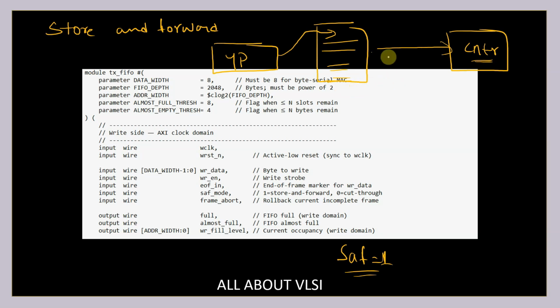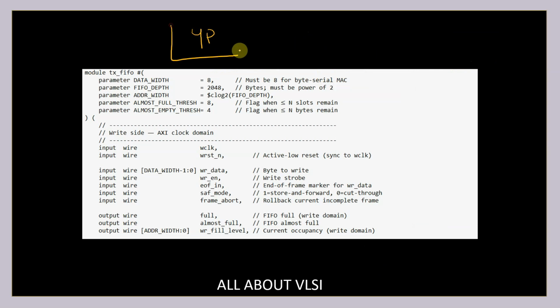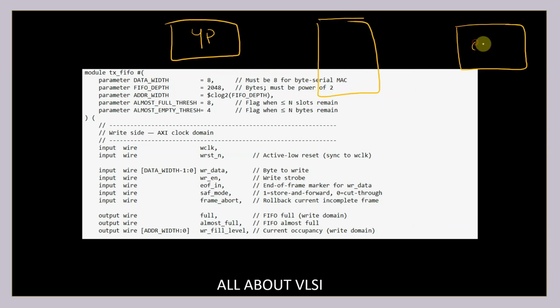How are we going to achieve this? We are going to achieve this functionality using the empty signal. So this is my processor, this is my FIFO, and this is my controller. In the case of my SAF mode, if the processor has written into all these locations, then only the controller is going to read. Let's say the end of the frame has not yet occurred in this FIFO, then the controller is not going to read it.